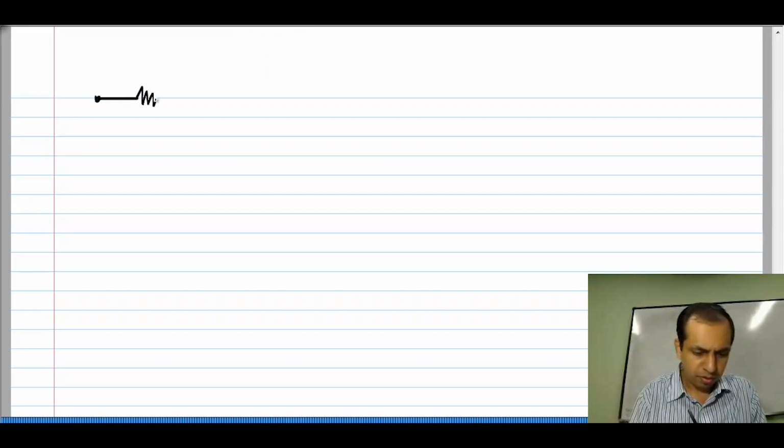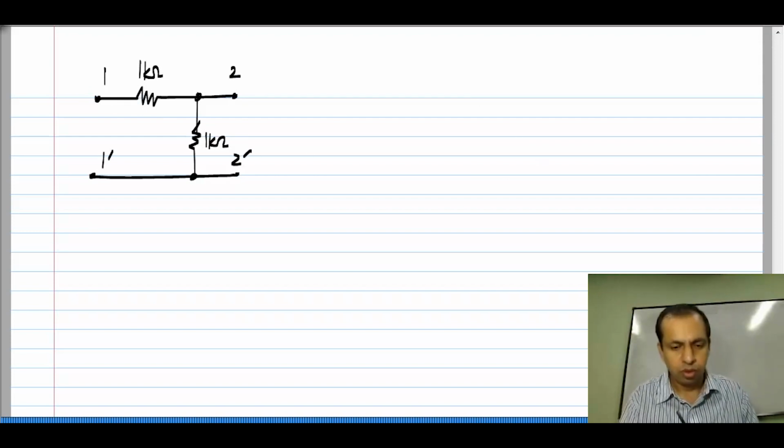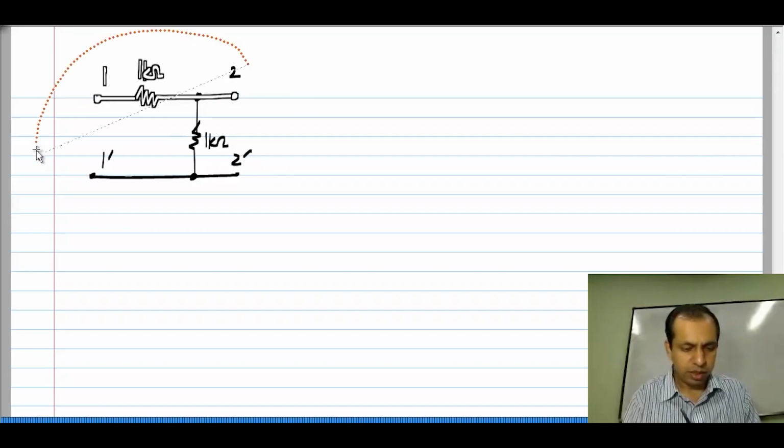Now we will calculate H parameters for some example circuits. As usual, we will take the same circuits as we did for the other two parameters, so that you can compare the results. This is the circuit for which I would like to compute the H parameters, port 1, port 2, and I need two cases.